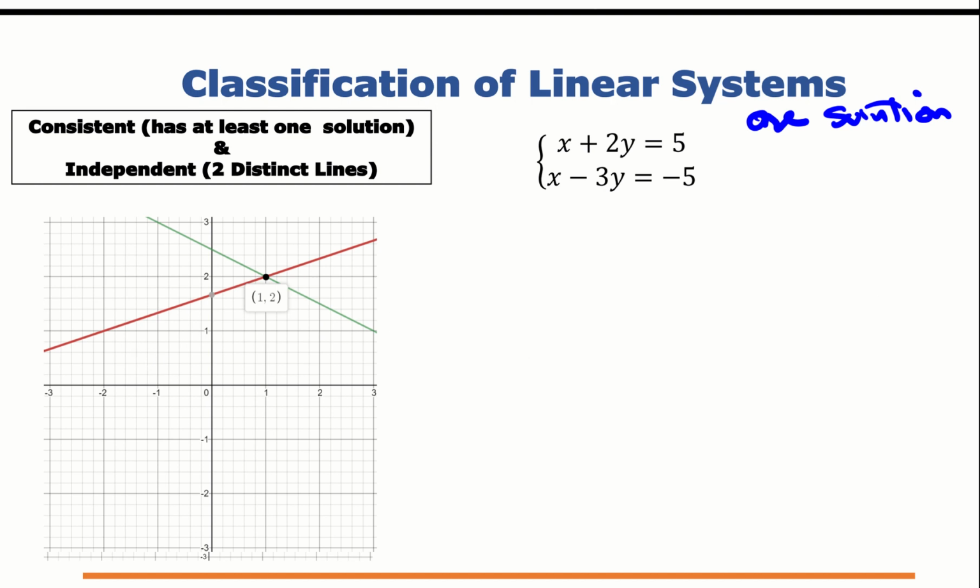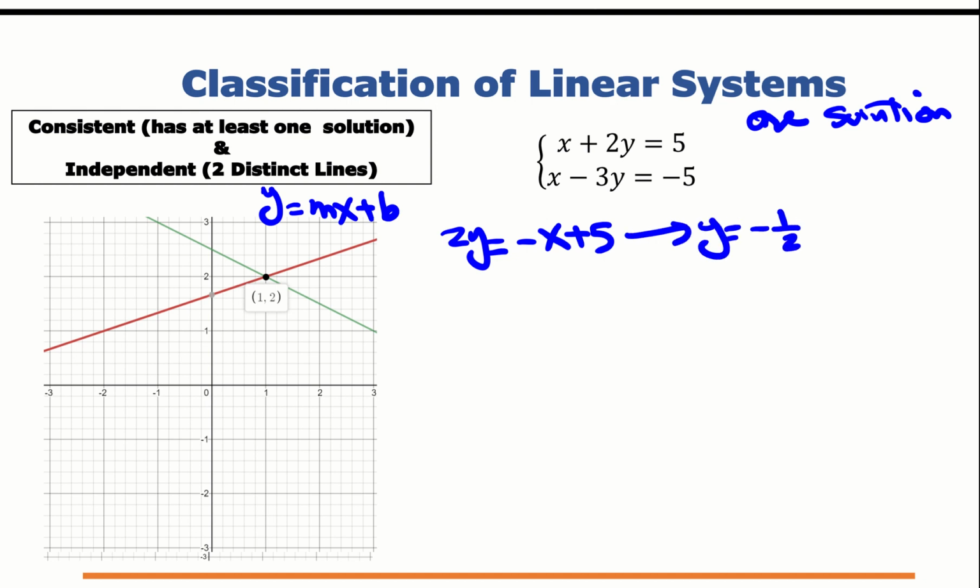So the nice thing about the slope-intercept form is that it quickly tells you if two lines have different slopes or not. Let's go ahead and put the first equation in slope-intercept form. So we have 2y equals negative x plus 5. Remember, slope-intercept form, y equals mx plus b. So we get, go ahead and divide both sides by 2. So we get y equals negative 1/2 x plus 5/2.